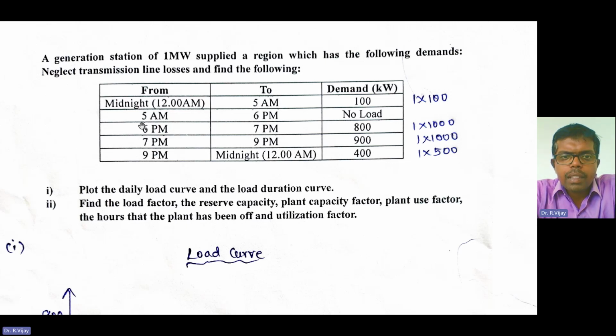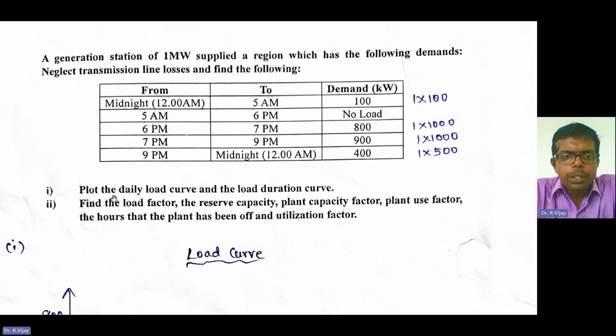Usually, for example, from 5 a.m. in the morning to 6 p.m. there is no load. So I think a major fault happened, or otherwise that area went for some maintenance from 5 o'clock to 6 p.m. For clearing that fault it took some time, but usually it will not be like this. They just frame the question like this.